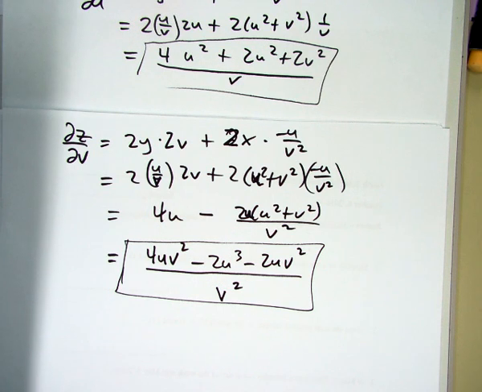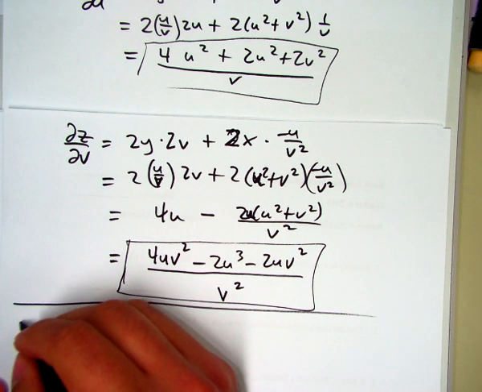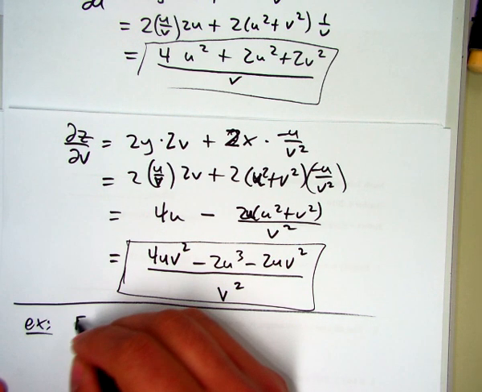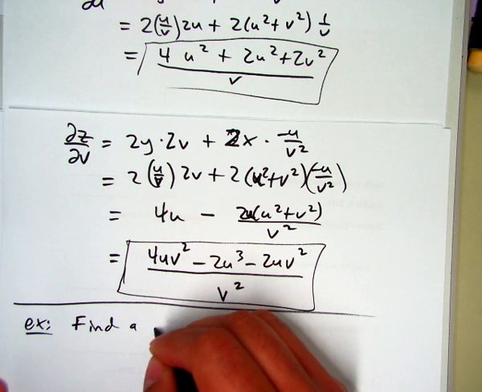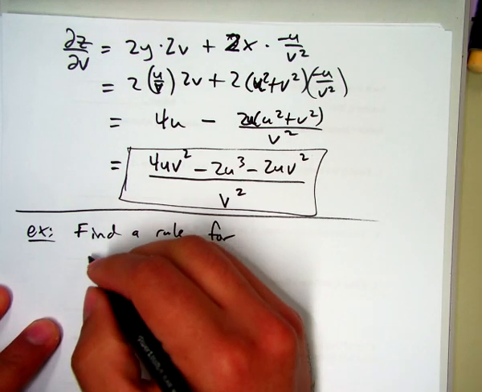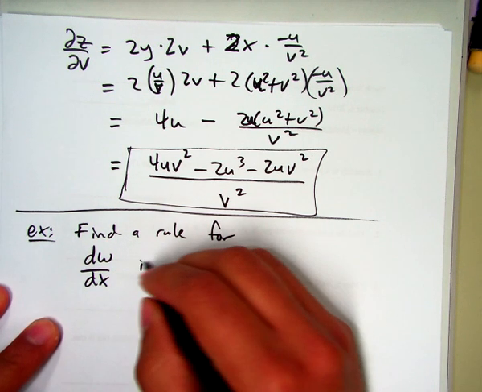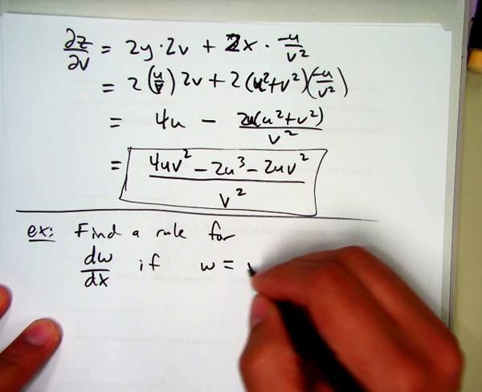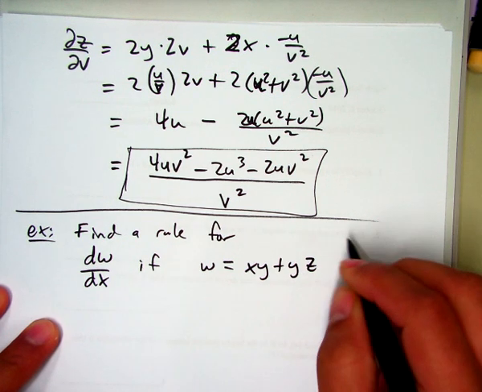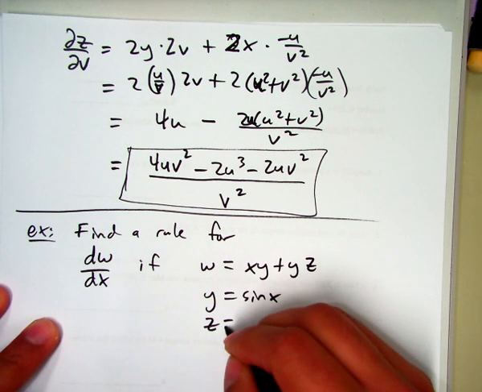I think we can leave the rows and the phis and all that for later. It's the same concept. Here's one that we should try. Find a rule for dw dx if w is xy plus yz, y equals sine x, and z equals e to the x.